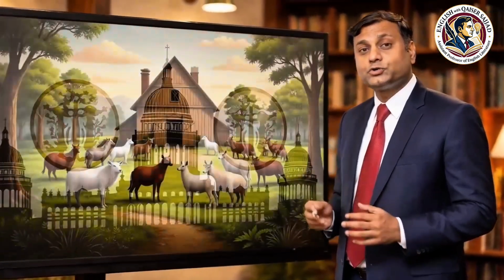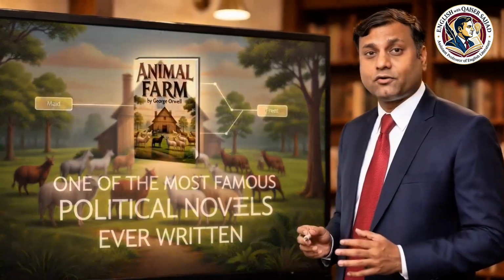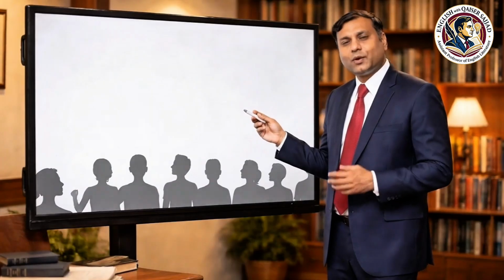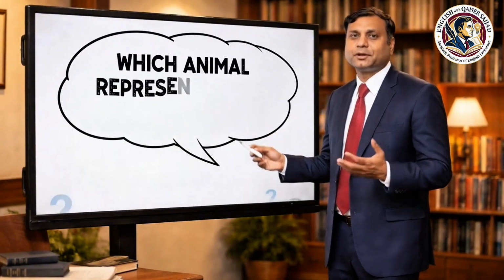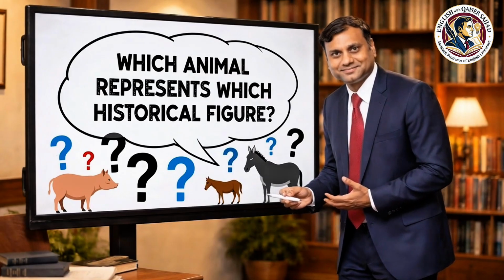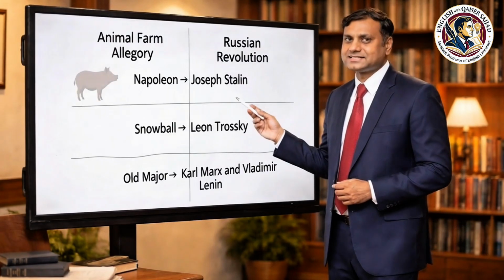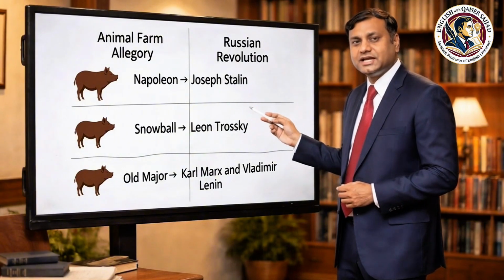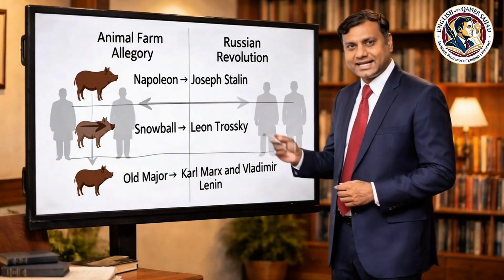Today, we are going to explore one of the most famous political novels ever written, Animal Farm by George Orwell. Now, whenever students hear the title Animal Farm, they usually think of a simple question: which animal represents which historical figure? And certainly, that is important. Napoleon represents Stalin, Snowball represents Trotsky, and Old Major represents Marx and Lenin.